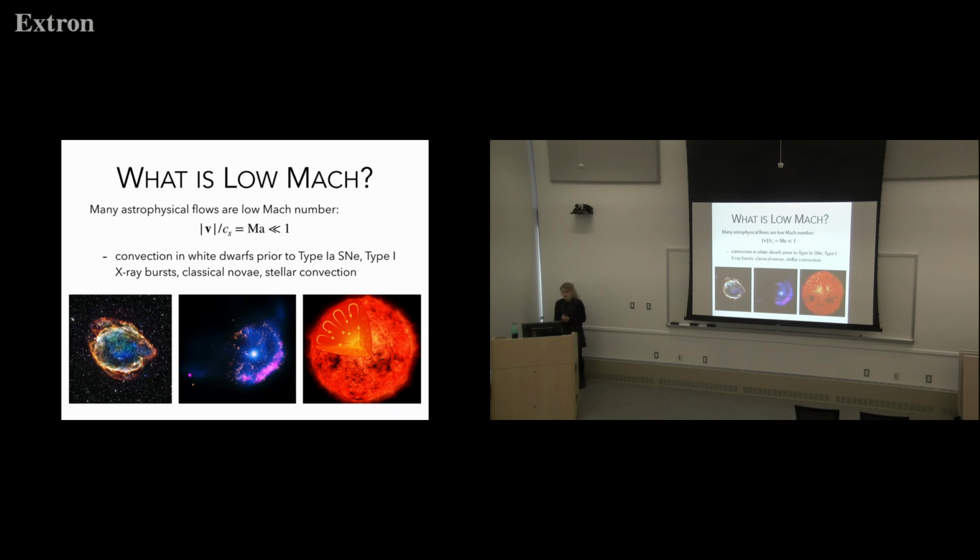So examples of this are convection in white dwarfs for type 1a supernovae. So we haven't got a photo of that, but there's a nice image of a type 1a supernova remnant. There's type 1 X-ray bursts. So I'll talk a bit more about these later. These are essentially explosions of neutron stars. Classical novae. So again, we've got the central picture here.